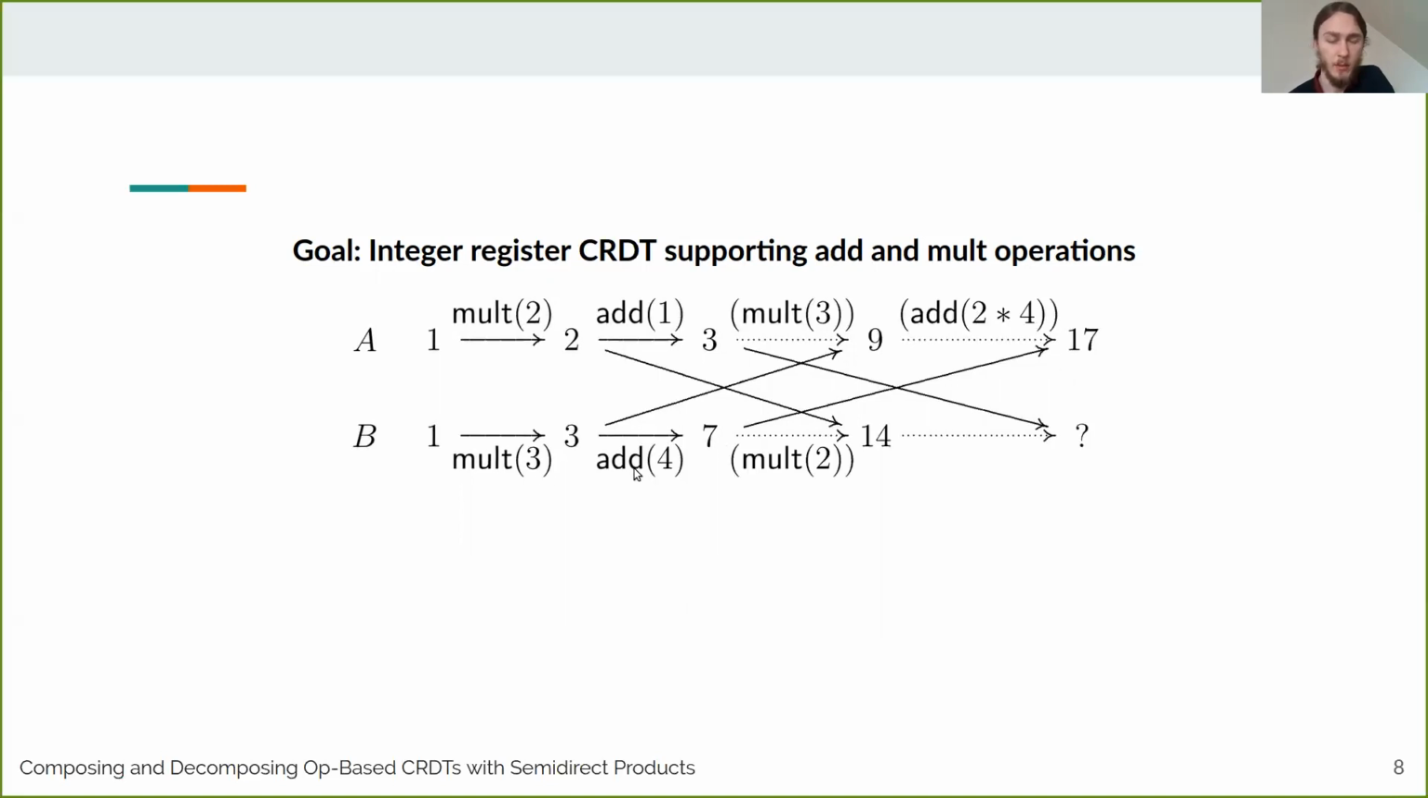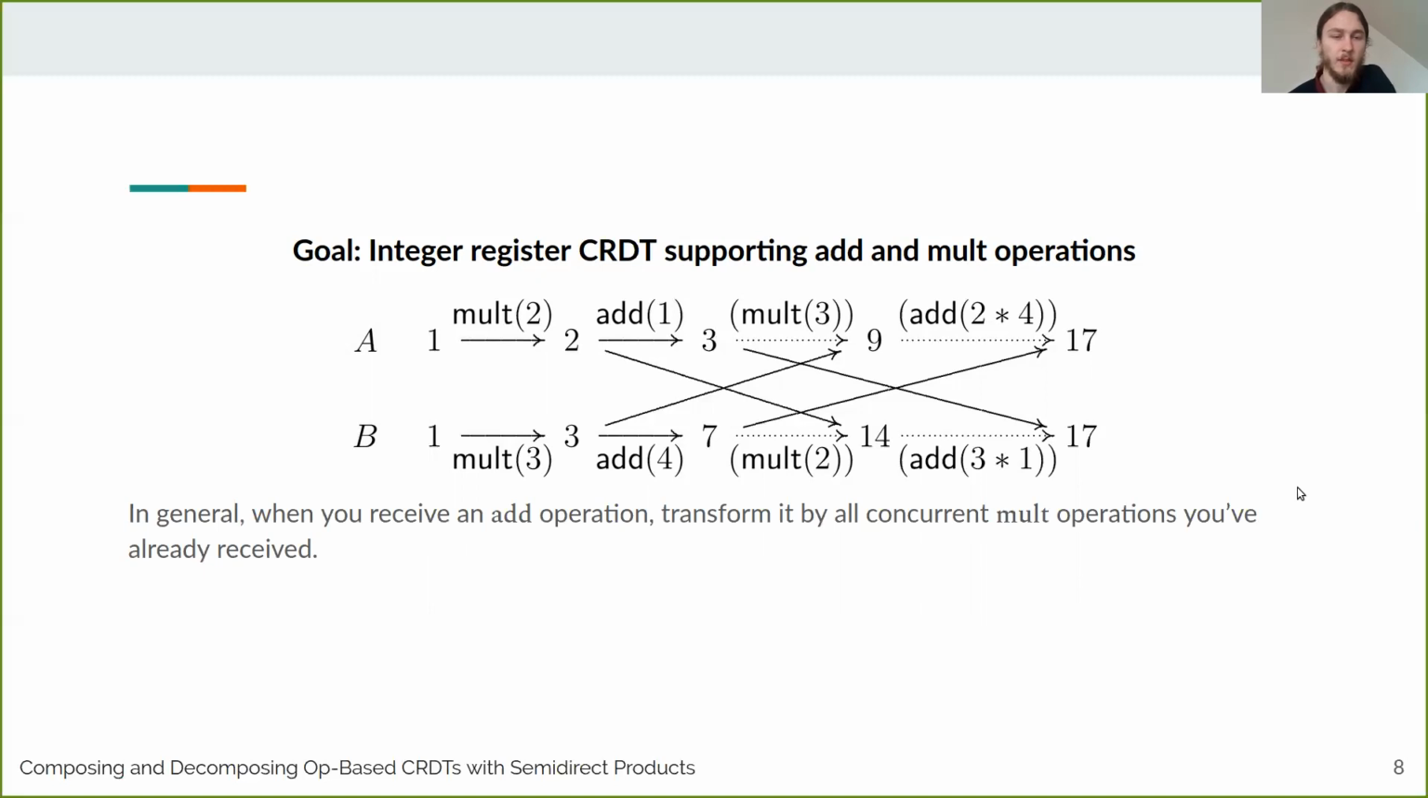Now replica B, when they receive this mult 2 operation from A, they apply it normally. And then when they receive the add 1, they say, okay, this add 1 is concurrent to my mult 3 operation, which I applied first, contrary to the desired order of add before mult. So to fix this, I'm going to transform the add by multiplying it by 3. And you can see that both replicas end up in state 17.